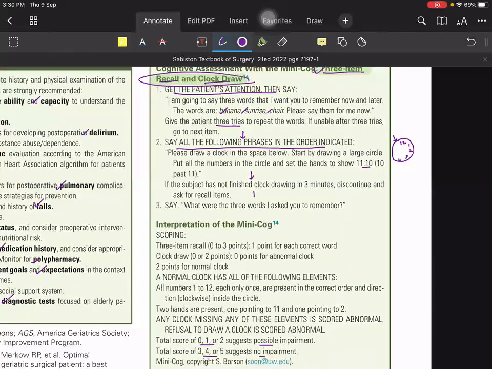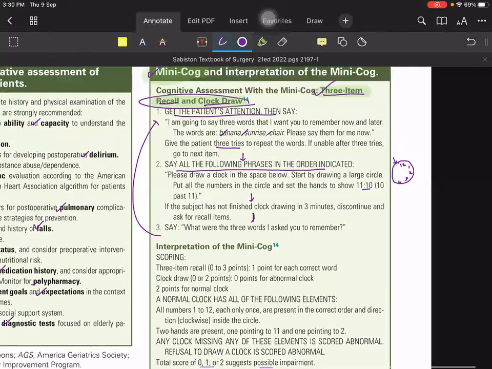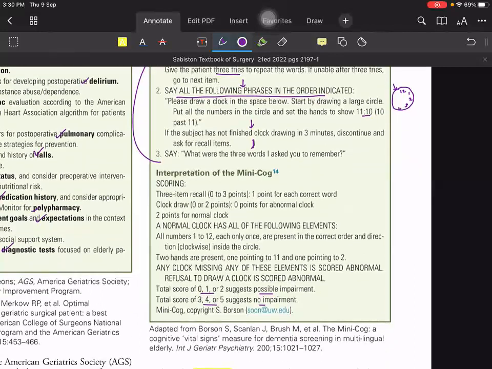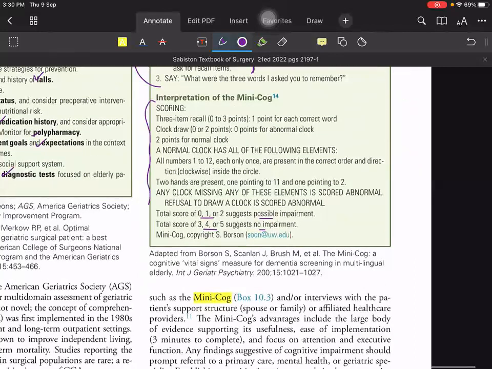Then they will again ask the previous one, what we had told before, the 3 words. So the main things are the 3-item recall and the clock draw. Based upon this, they put some scores. All this no need to remember. This is everything neurology topics. Just remember this thing.